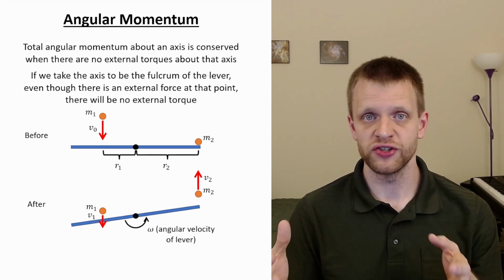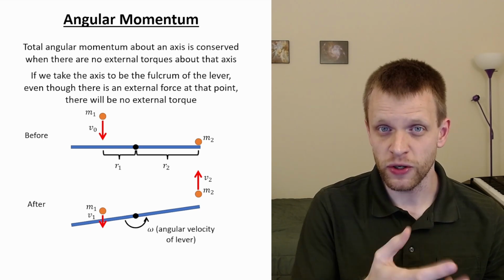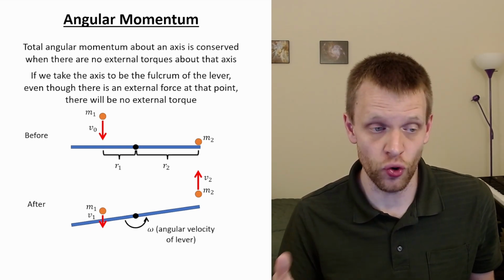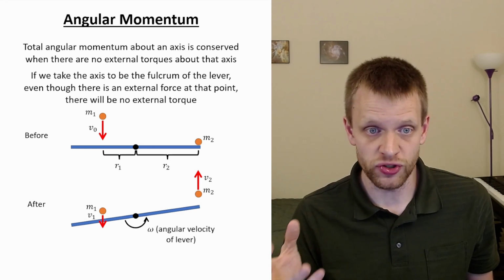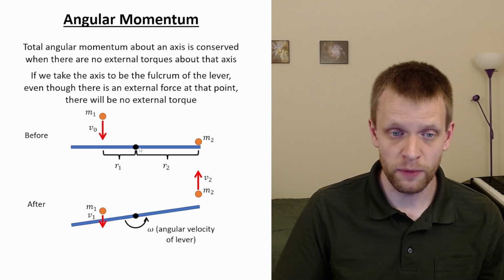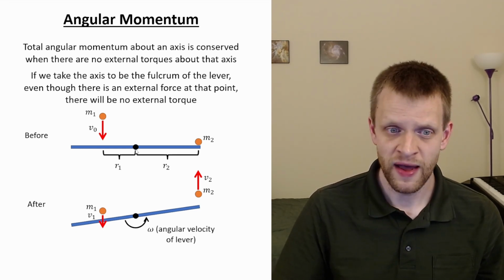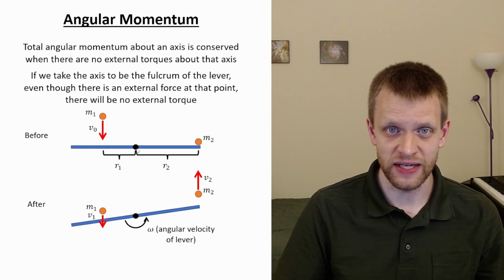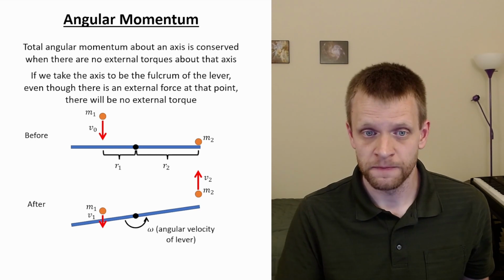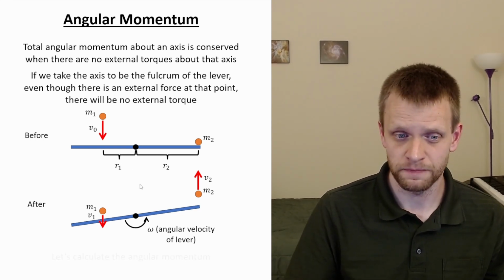Imagine trying to open a door by pushing directly at the hinge. You can push as hard as you want at that hinge. It's not going to cause a torque to the door, and it's not going to get that door to rotate. In the same way, if we're measuring our torques and our angular momentums around this fulcrum point, any external forces that are acting here will not cause an external torque. So we can use this conservation of angular momentum.